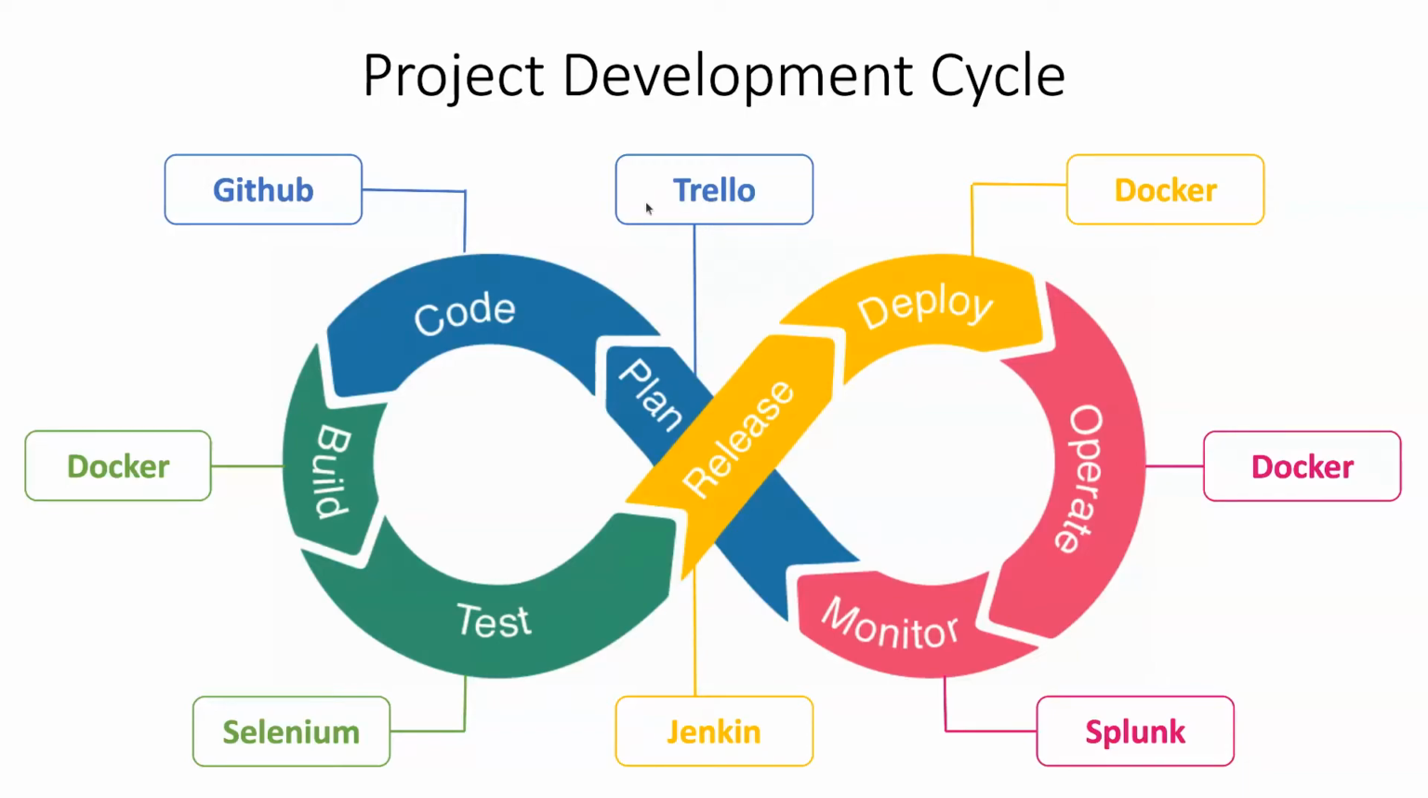We're planning everything with Trello, and we'll publish the code in GitHub, and we'll use Docker to build and test the code with Selenium. Then we'll release it with Jenkins and deploy and operate the code with Docker, then using Splunk to monitor the code. And we'll repeat the process again and again until everything is made sure to be working fine.